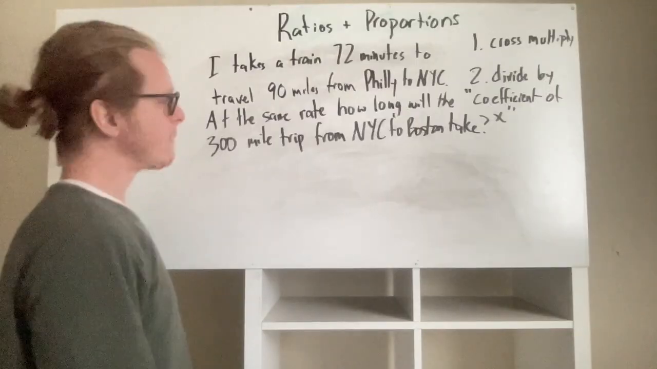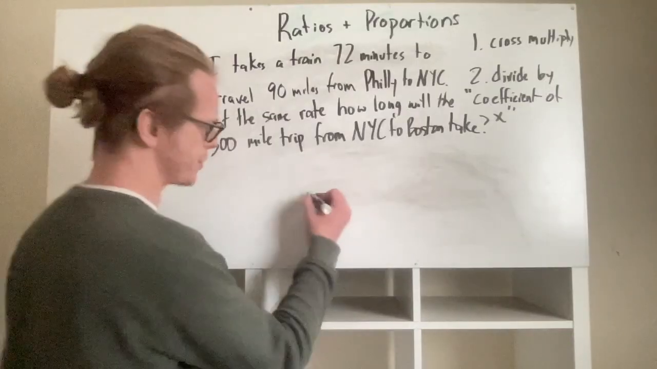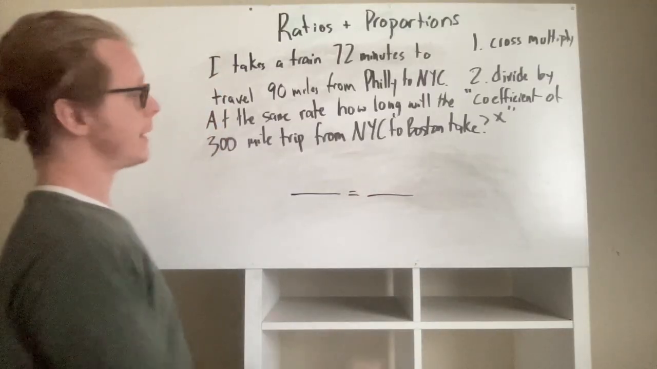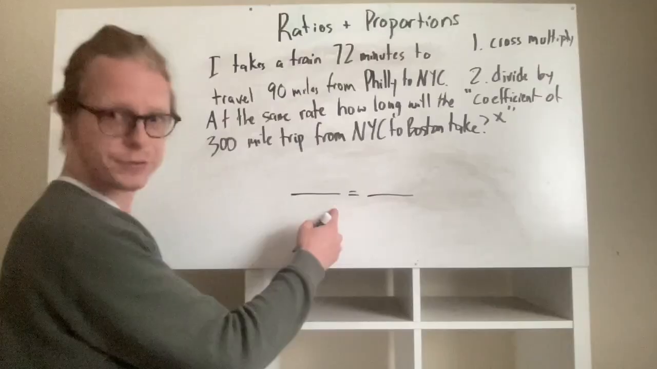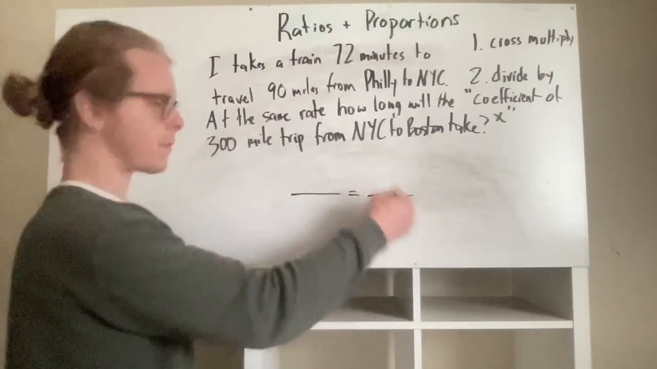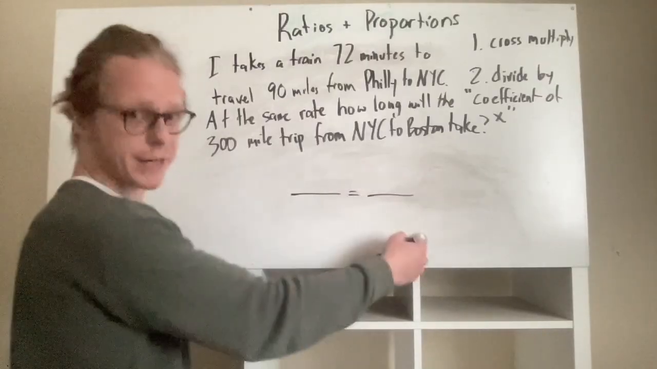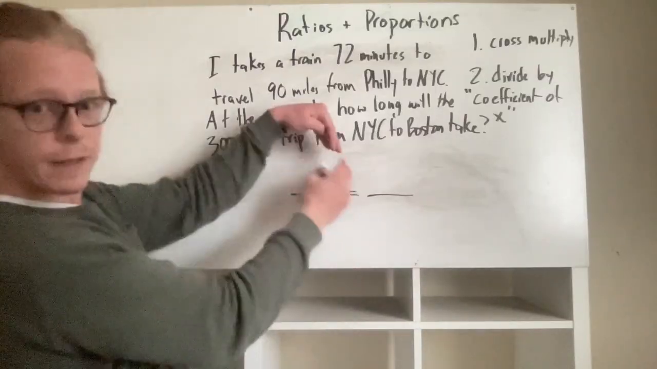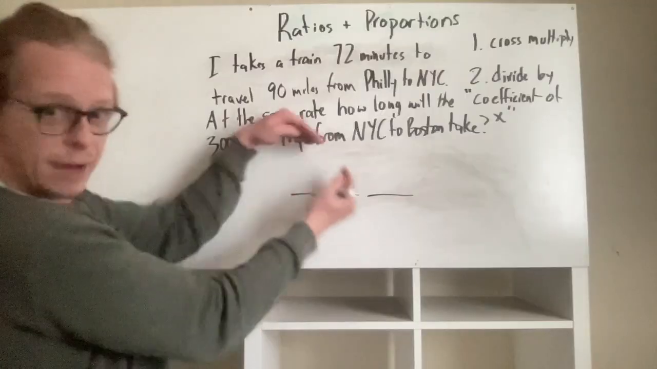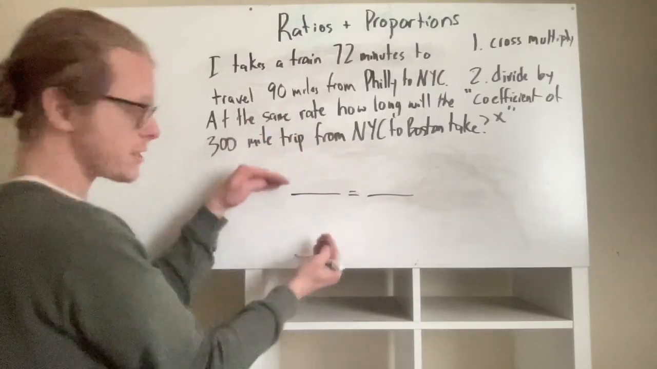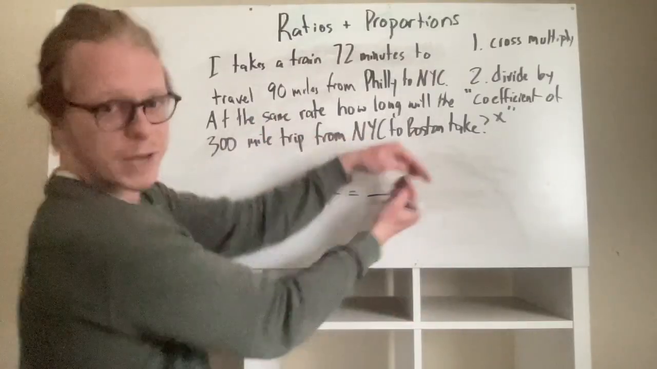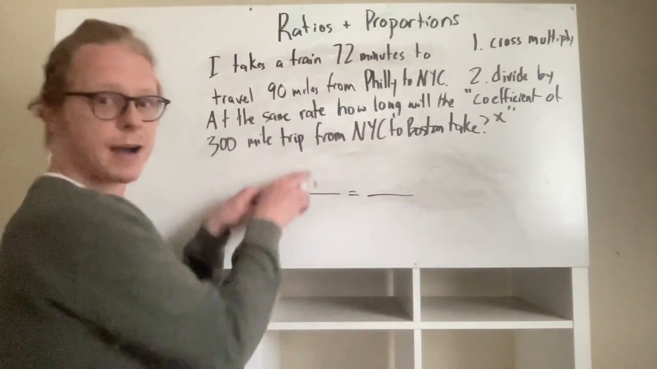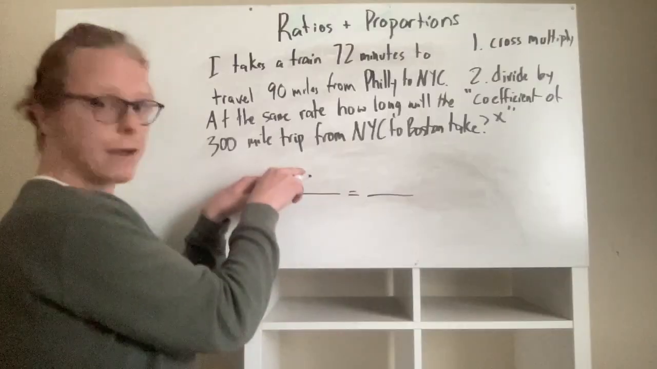So let's think about how we could set up our proportion. I think the most logical way to do it would be minutes over miles and minutes over miles, or miles over minutes, miles over minutes. It doesn't really matter if we flip-flop them, but let's do all the info from the Philly to NYC train ride on one side, and then the NYC to Boston train ride on the other. It doesn't matter if I put minutes on top and miles on the bottom, or miles on top.